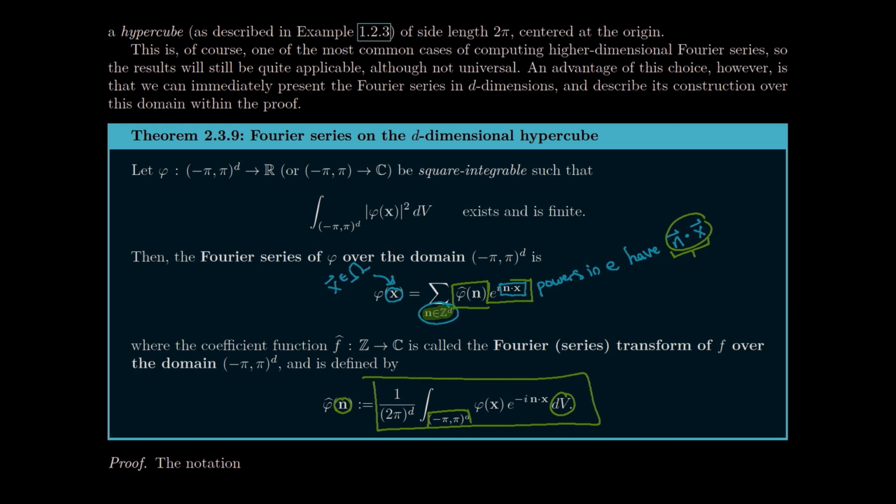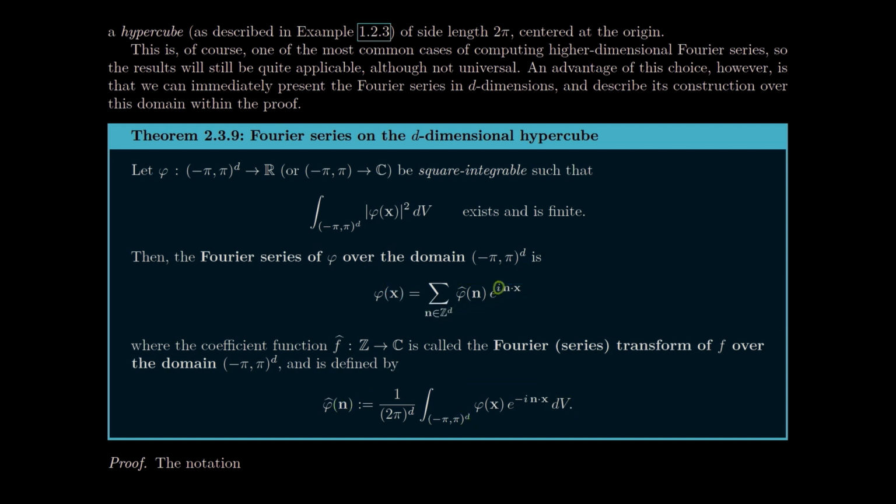And then I'm going to have the mapping from positive i to negative i in the definition for phi hat. And I'm still going to normalize. It's an integral of normalized volume, right? So if I just integrated this over 1, this would normalize to 1. So everything kind of looks the same. The big difference is that n is now in, this should be phi hat and that should be Z^d. So n is now in Z^d, and I'm taking a dot product of these n's in Z^d with x.